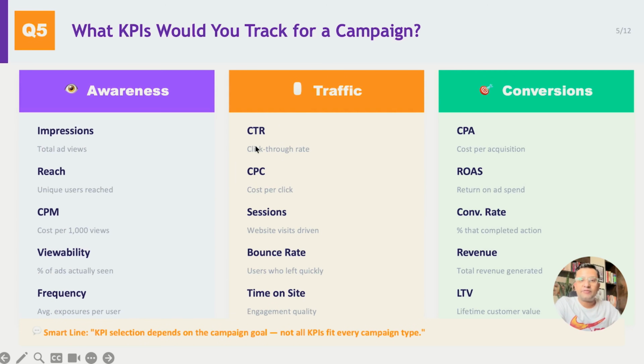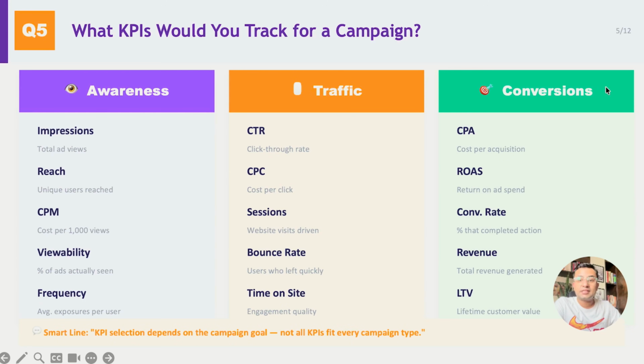If my goal is traffic, I will use CTR or click-through rate, and CPC or cost per click. Sessions, like website visits driven, and how long the sessions were when a person visited my website. What was the bounce rate? Bounce rate means people who left quickly after visiting your website. And what was the time spent on website, which shows us the engagement quality. So that's for the traffic based campaigns.